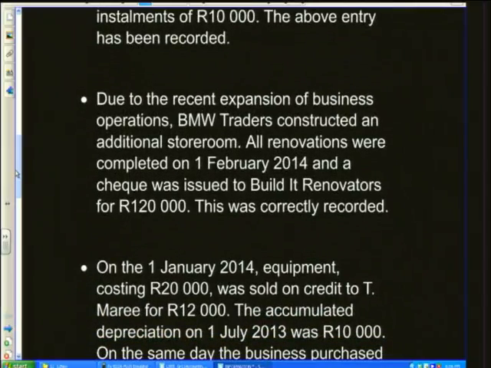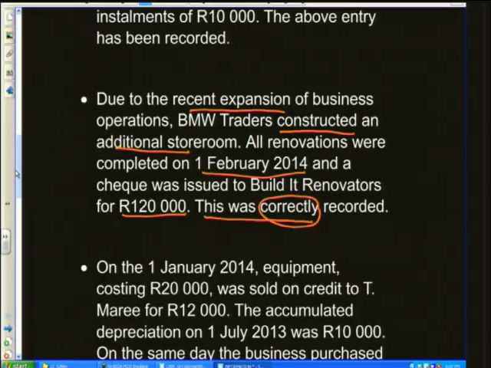Okay, there we go. Due to the recent expansion of the business operations, BMW Traders constructed an additional storeroom. All renovations were completed on the 1st of Feb 2014, and a check was issued to Build It renovators for 120,000. And then, very, very important, grade 11s, this was correctly recorded. In other words, this additional storeroom, which cost the business 120,000 Rand, was recorded in your accounting books.